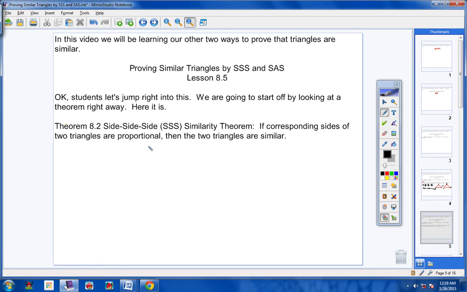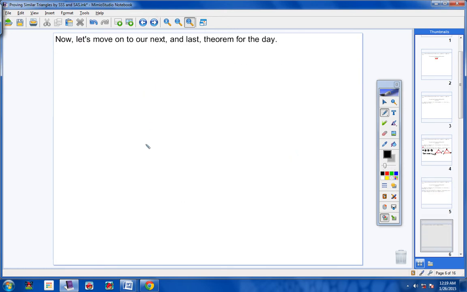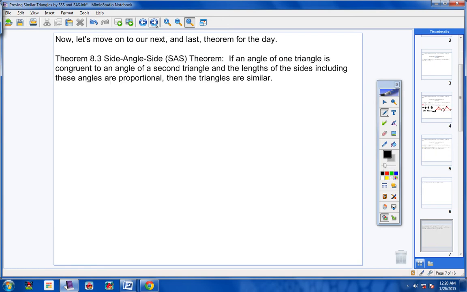Now, let's move on to our next and last theorem for the day. So please copy this down. Theorem 8.3, the side angle side theorem. Now listen very carefully, students. This can be confusing, so really be careful.